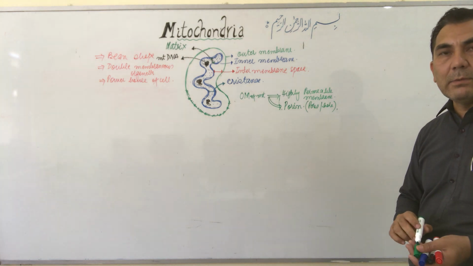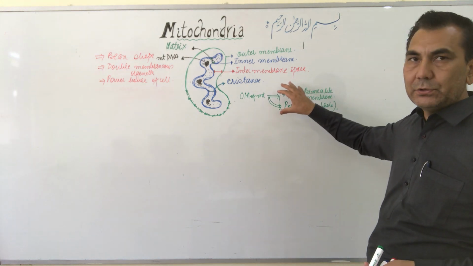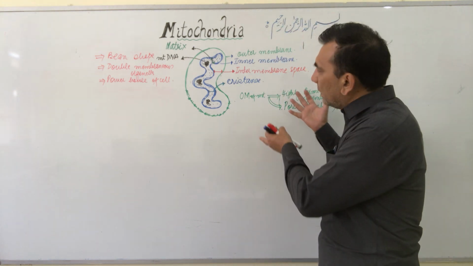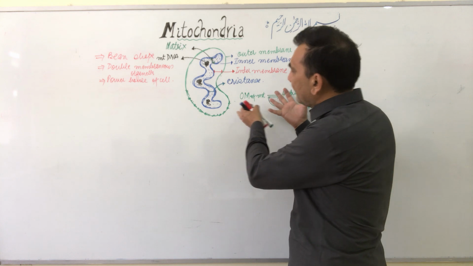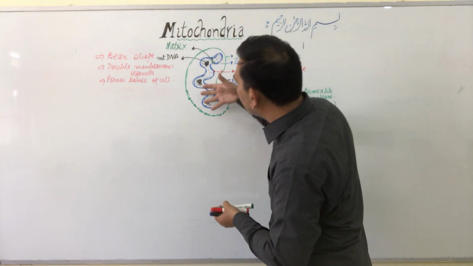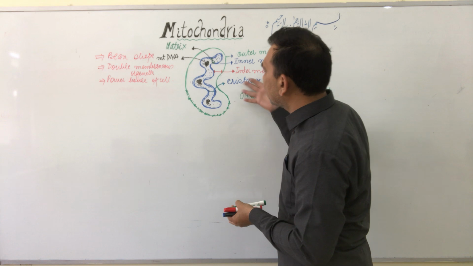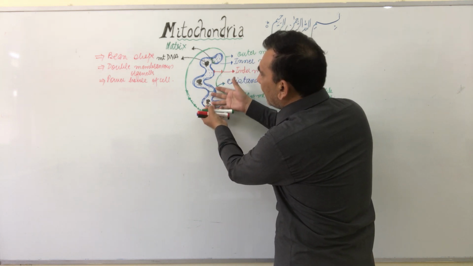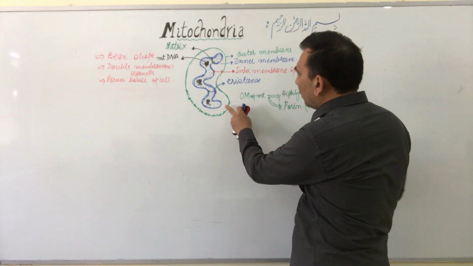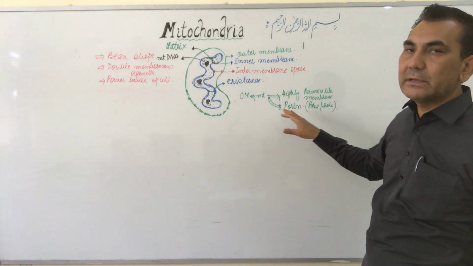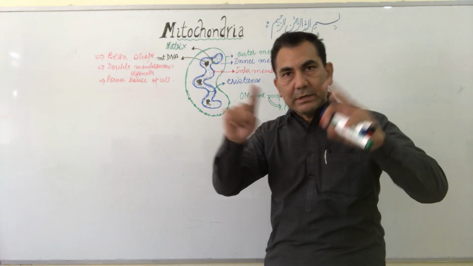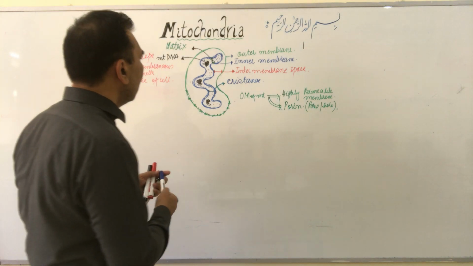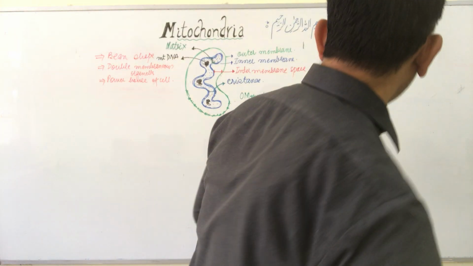So all the molecules, as I told you, the outer membrane of the mitochondria is highly permeable. The molecules that go from the cytosol of the cytoplasm inside the mitochondria, and the molecules that exit from inside the mitochondria into the cytosol, pass through pores called porins, which are present in the outer membrane of the mitochondria. Now we will learn more about the inner membrane.